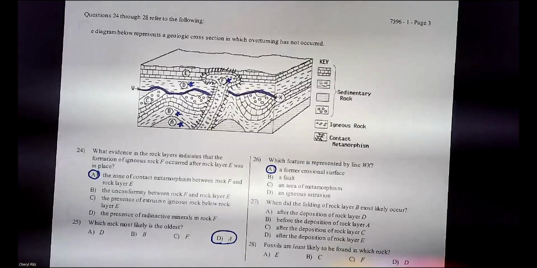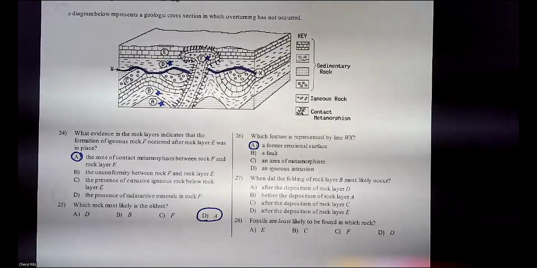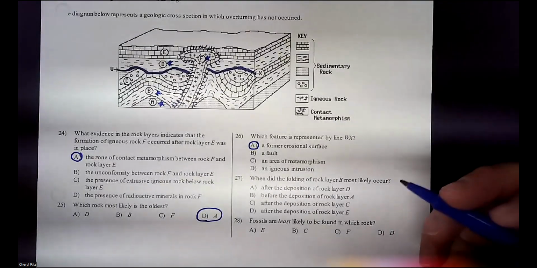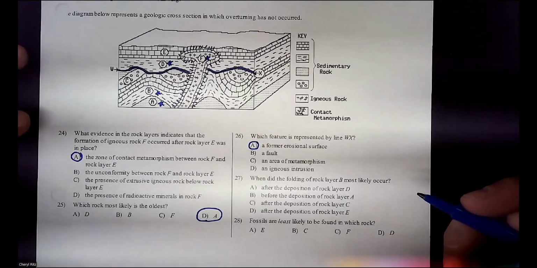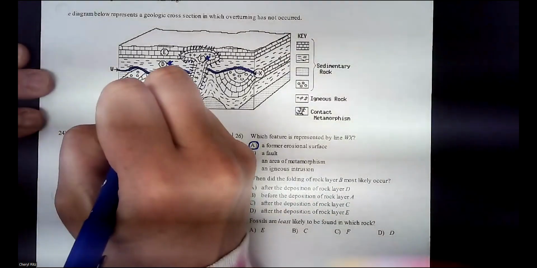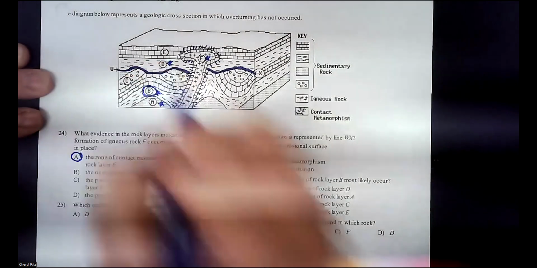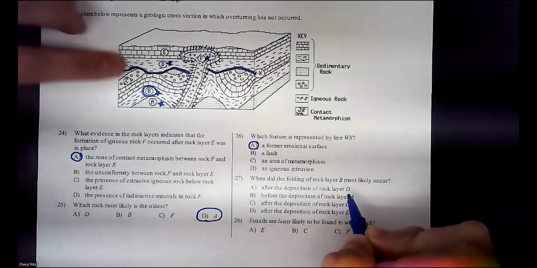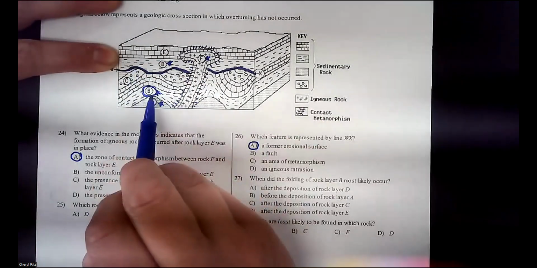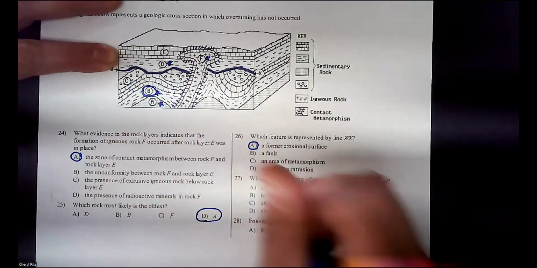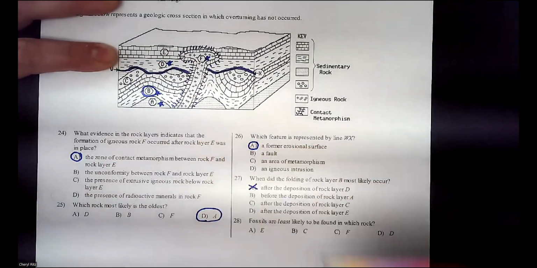When did the folding of rock layer B most likely occur? To do this question, I think you almost have to read the answers and cross them off if they're wrong. So did B, the folding of B, happen after the deposition of D? No, because notice B is folded, D is not. So it didn't happen after D was there.